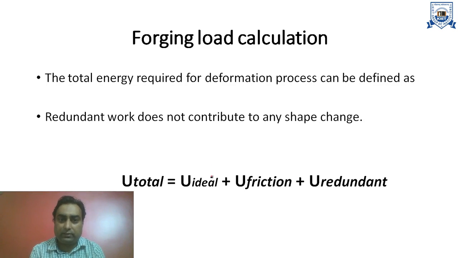three categories. First one is ideal, when no friction is considered. Second one is the energy when the friction is considered. And third one is redundant, when energy is applied for the forging but there is no change in the shape of the object. So the sum of these three energies is called the total energy required for forging.